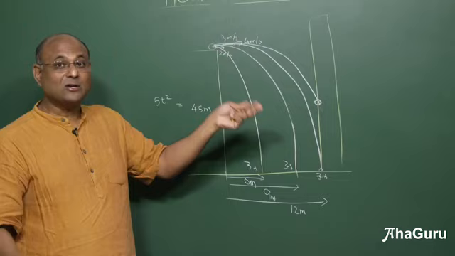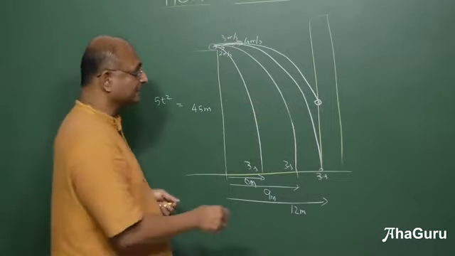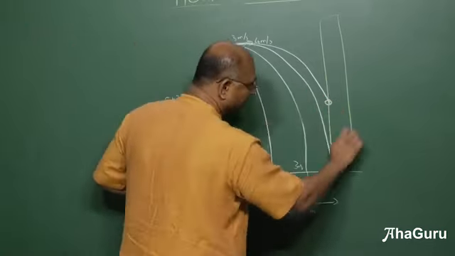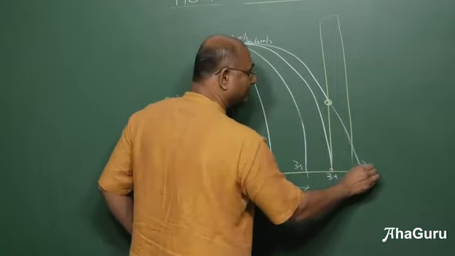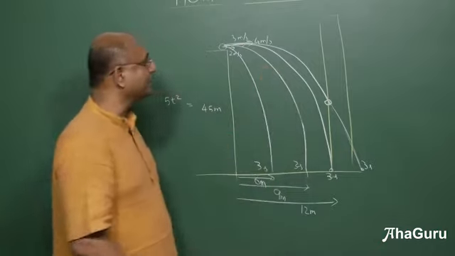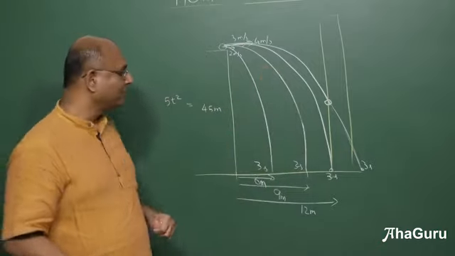Will it be more than 3 seconds or less than 3 seconds? It has to be less than 3 seconds. Because if there was no building, this would have come and hit here, and that would have been 3 seconds. So, this will be less than 3 seconds. Now, how do I find out what that velocity is?